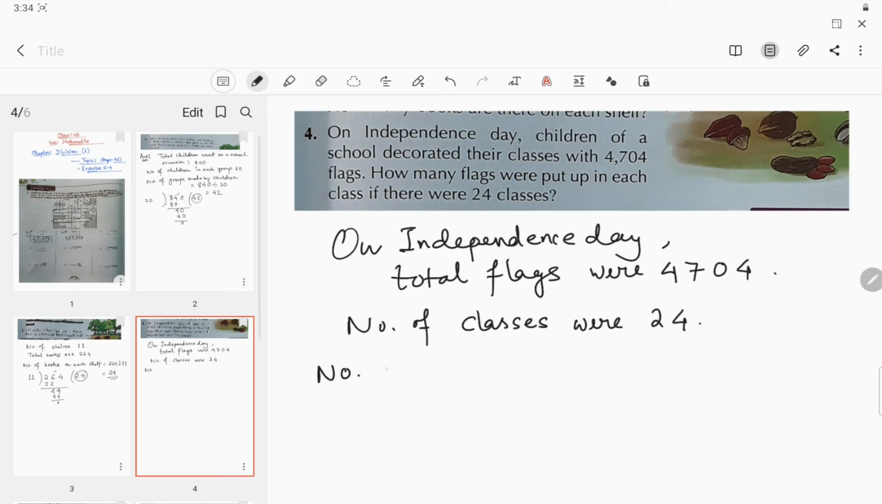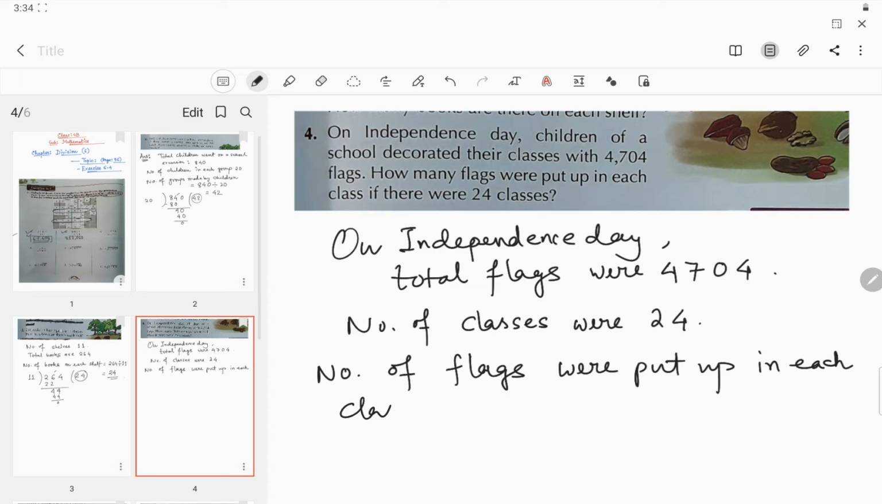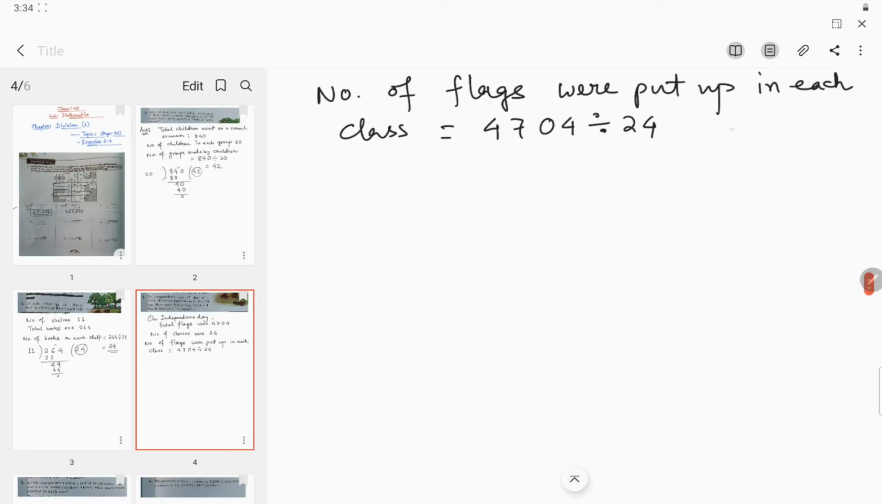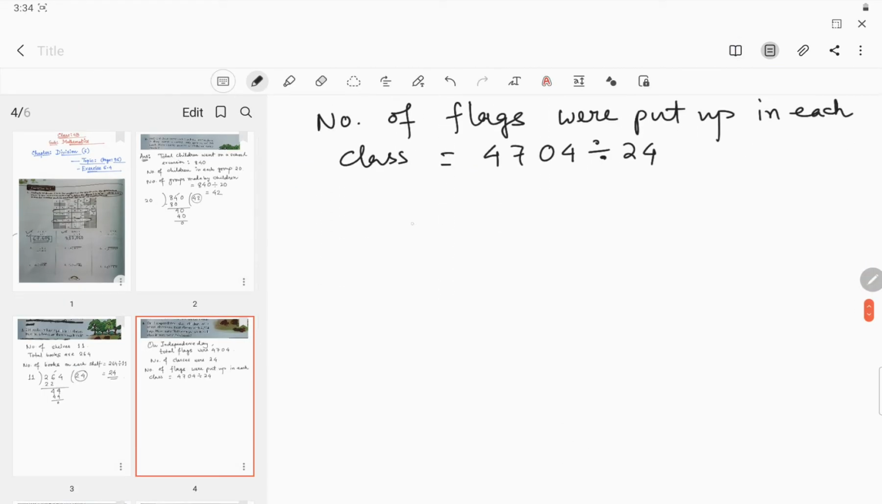So number of flags put up in each class is equal to 4,704 divided by 24. So now let's do the division. 4,704 divided by 24.